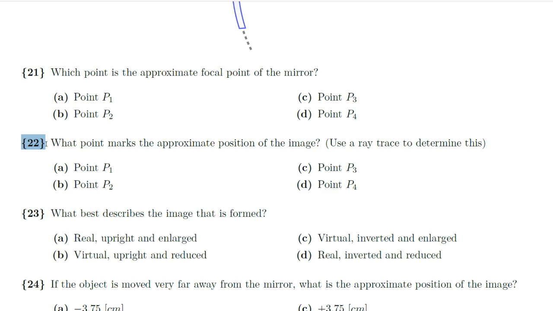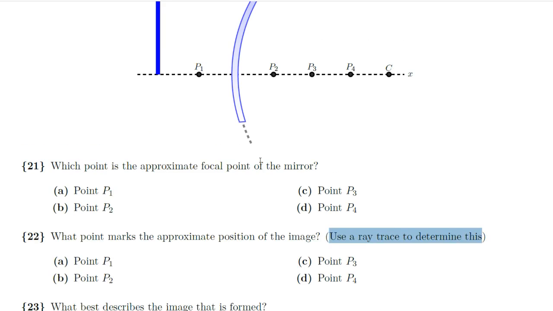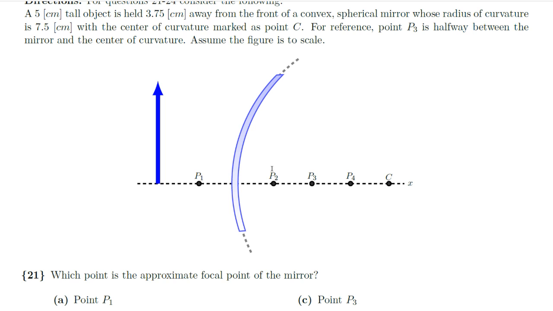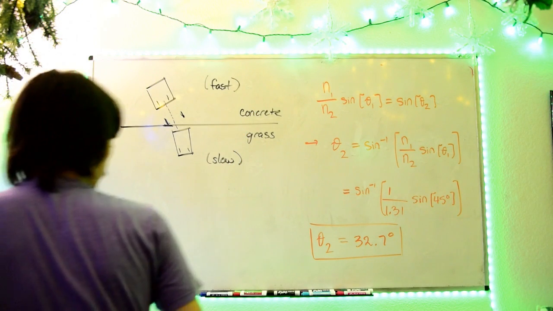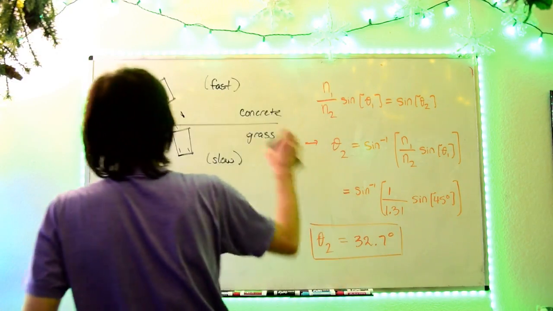This one you have to do a little bit of work for. There are actually 2 ways to get the answer to number 22. I want you to use a ray trace for this, but we're going to check our answer with the math. So we'll have 2 different ways of arriving at the answer. We need to find where the image forms. In this case, we're going to do a ray trace. So let me draw this out and let's ray trace this.